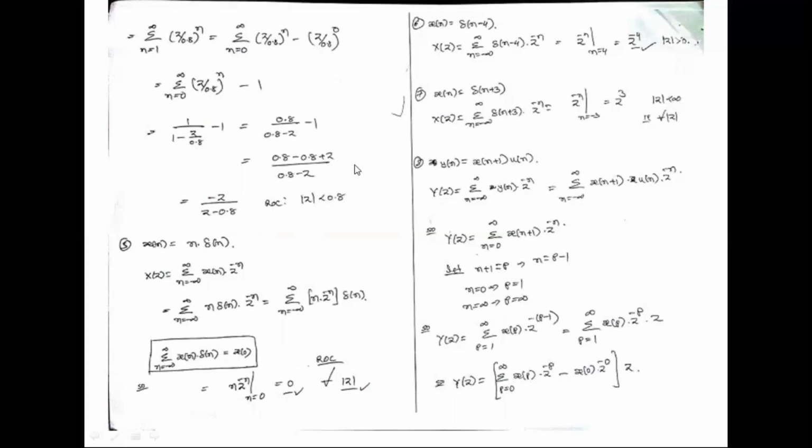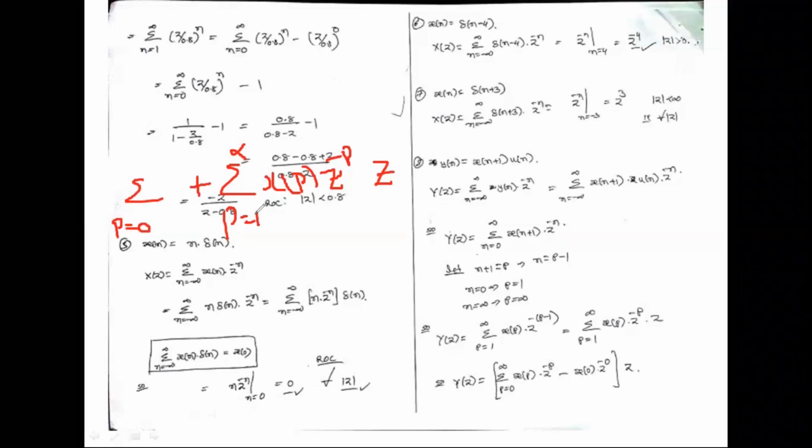Got it, my students? So actually, how we got that function: see, the sum from p equal to 1 to infinity of x of p z power minus p into z. Unilateral z transformation means it starts from 0 to infinity. So I am adding the term for p equal to 0, otherwise you can write this as a function of x of 0 z power minus 0. Got it, my students? X of 0 z power minus 0. I am adding that and subtracting also, x of 0 z power 0. Adding and subtraction.